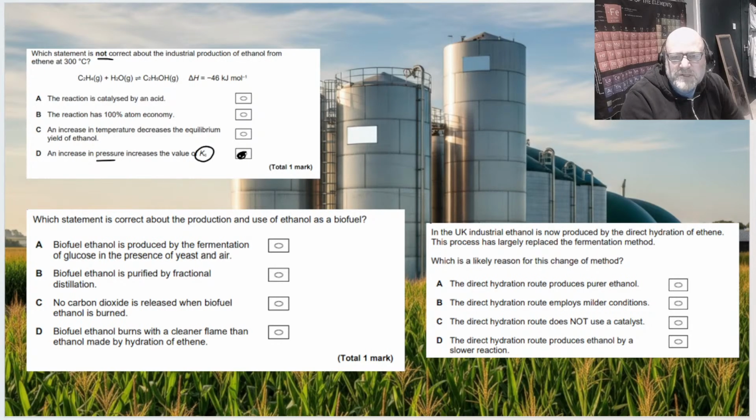So let's check it out. Which statement is truthful about the production and the use of ethanol as a biofuel?